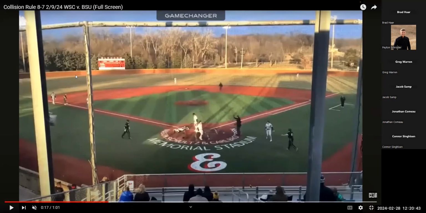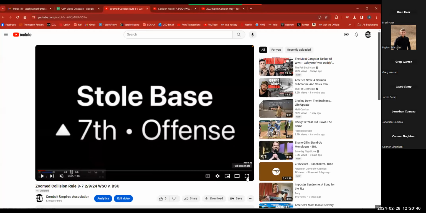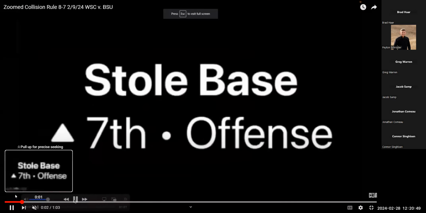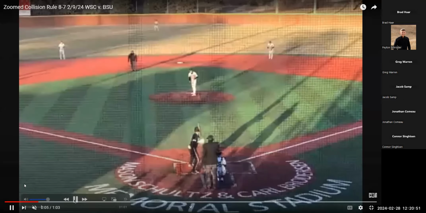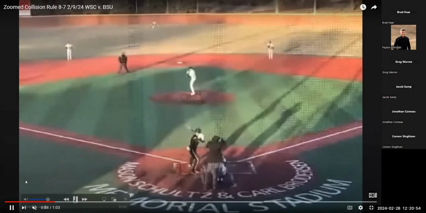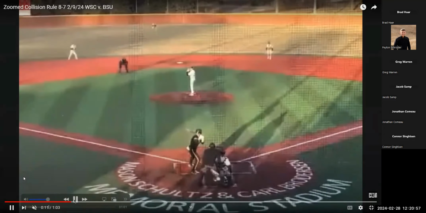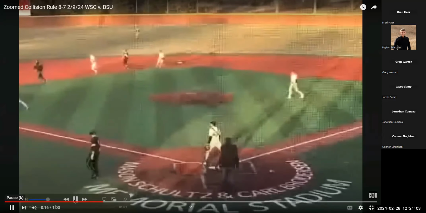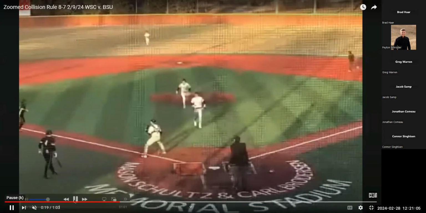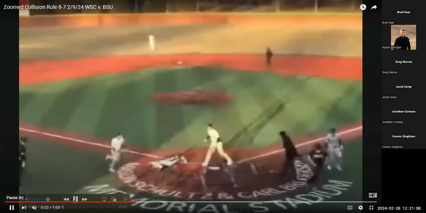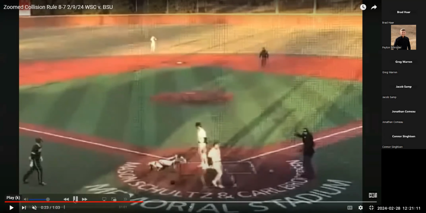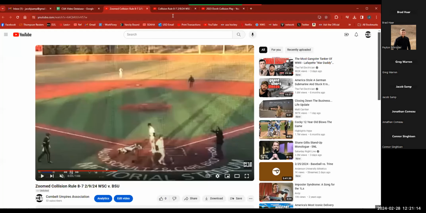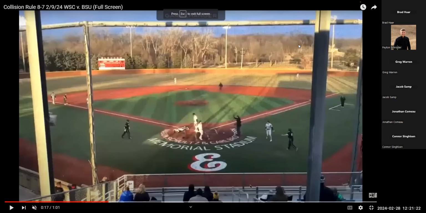I'll run the zoomed in one here quick. Everybody can still see the, there we go, good. All right. So this is the play zoomed in more. And on this one you should be able to see the right shoulder of R3. So we're just highlighting the contact here. So we'll go back to this widescreen view here.